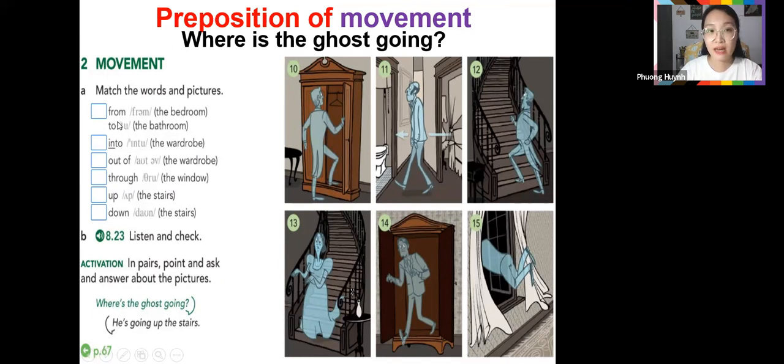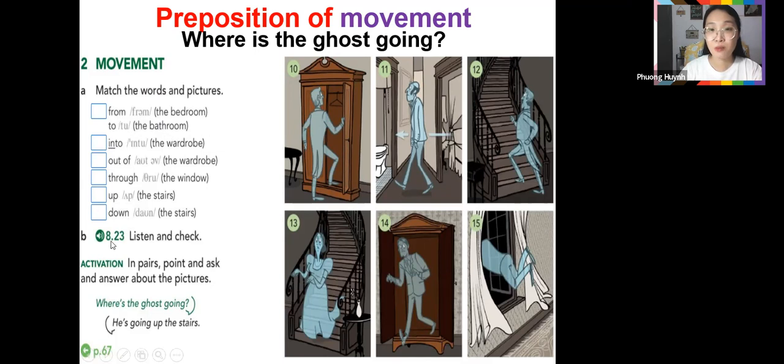For example, we have from to. Okay, so when you use from to, you remember to put the place from A to B. For in this photo, you see from the bedroom to the bathroom. Khi sử dụng from to thì mình phải có hai vật, các bạn, ở hai vị trí. Ok, đối với thời gian thì mình cũng sẽ có hai mốc thời gian luôn. Ok, rồi next one we have into. Alright, out of, through, up and down.